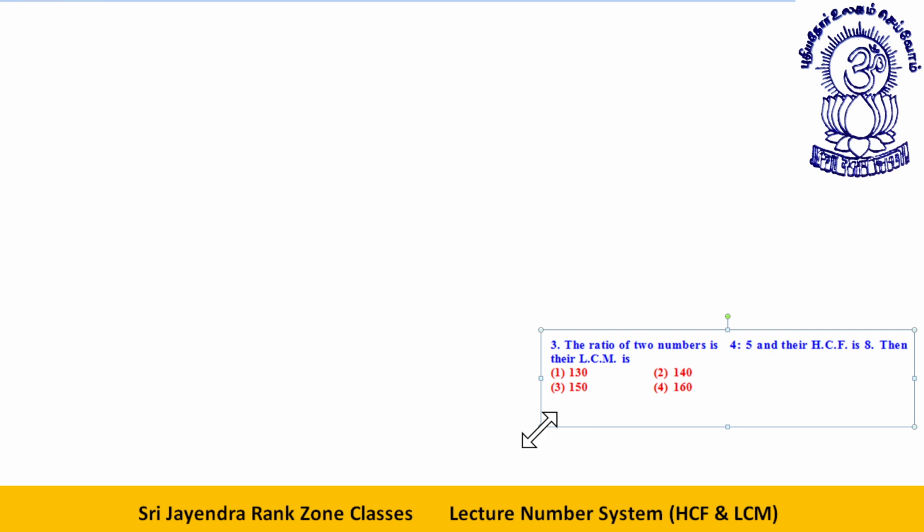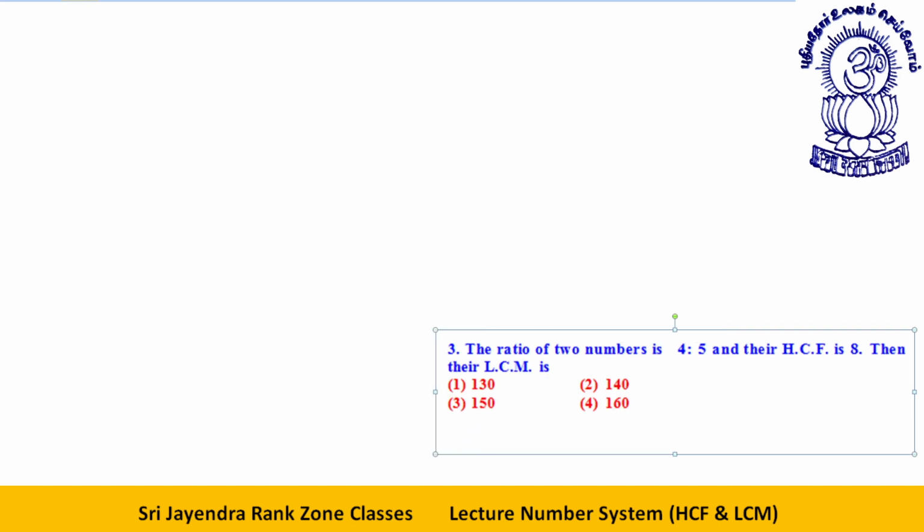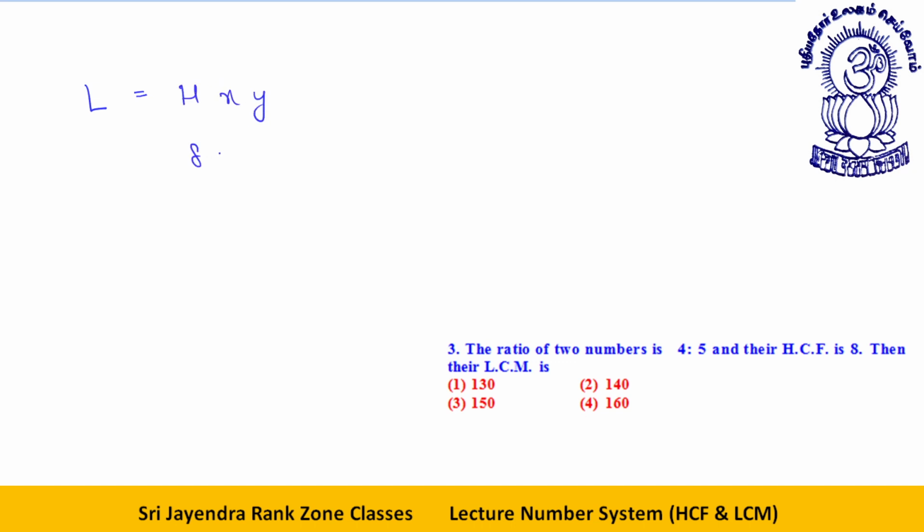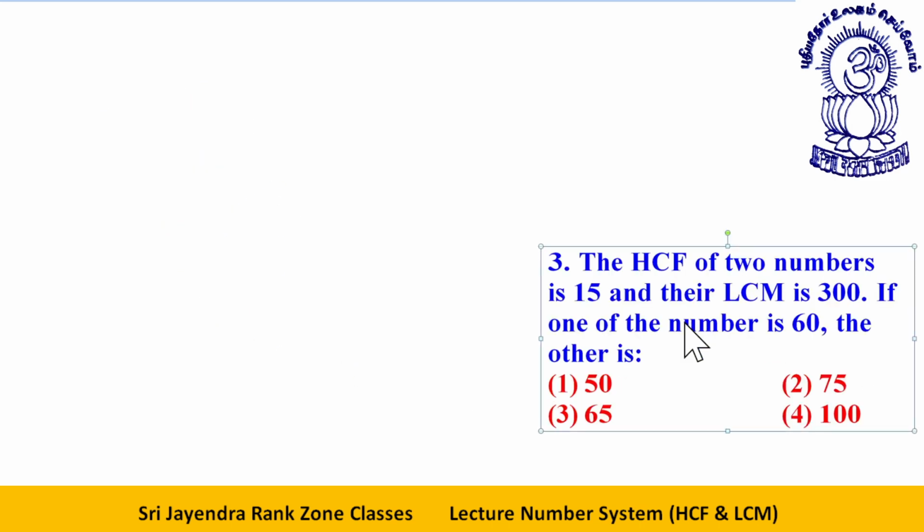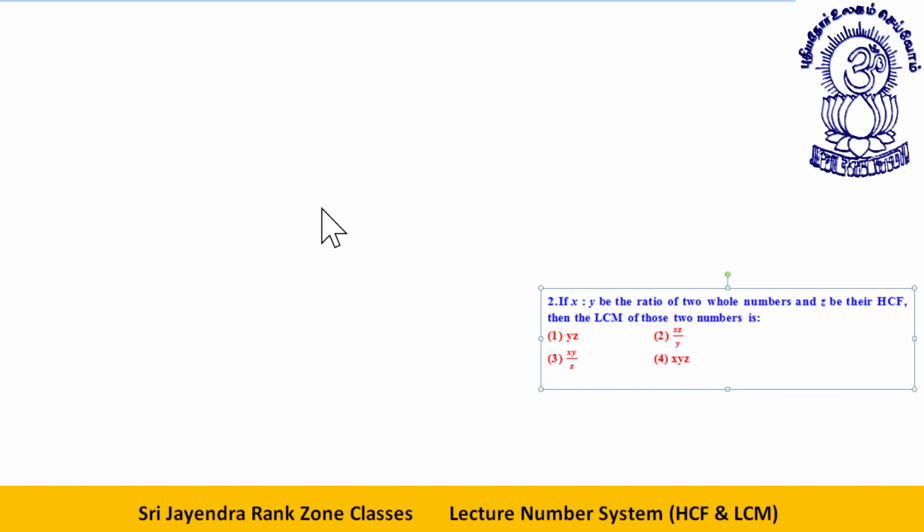Can I do it directly? Just let me write down the answer. Ratio of two numbers is 4 is to 5. HCF is 8. So L is what? Hxy, 8, 4, 5. The only thing is these are getting multiplied. 32 into 5. Whosoever can calculate fast. This we have done. Let's change to the next one.